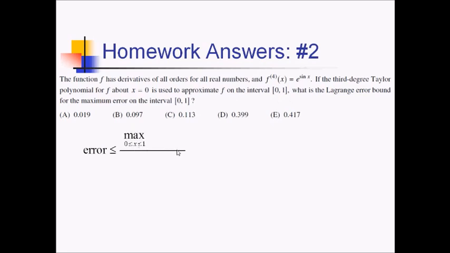Which derivative do I need? If it's the third degree Taylor polynomial that I'm using, I need the fourth derivative on this one. And I also then need fourth factorial and x to the fourth.